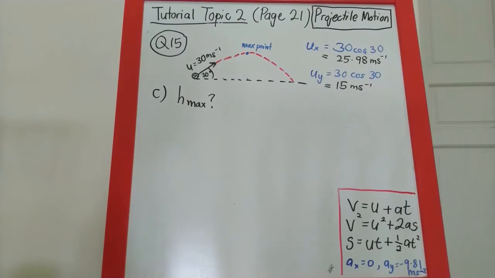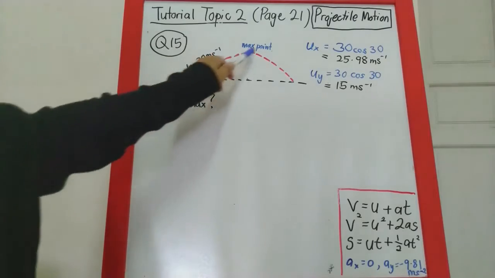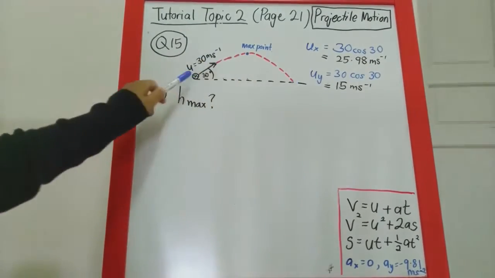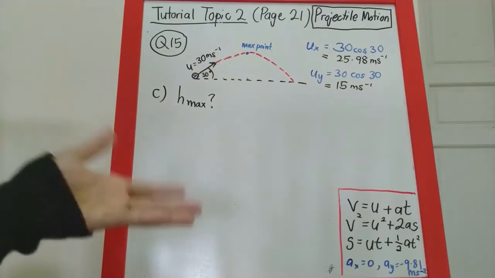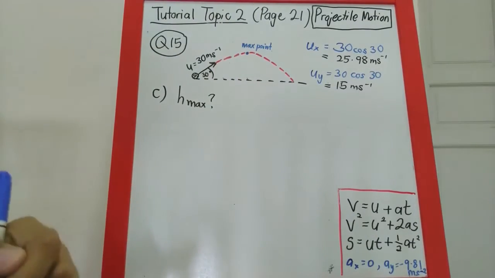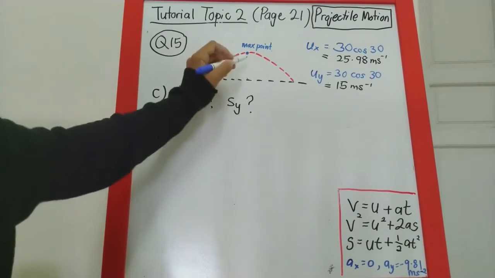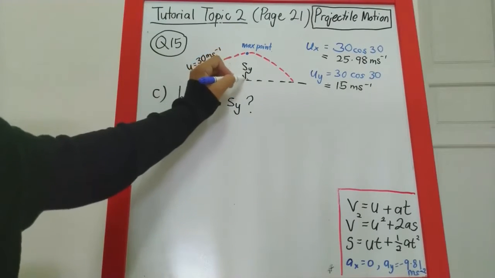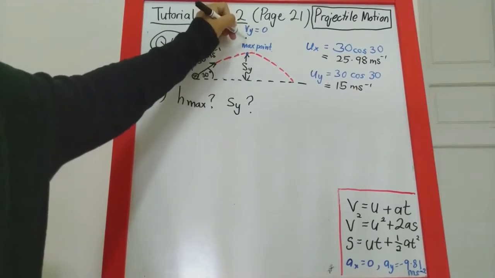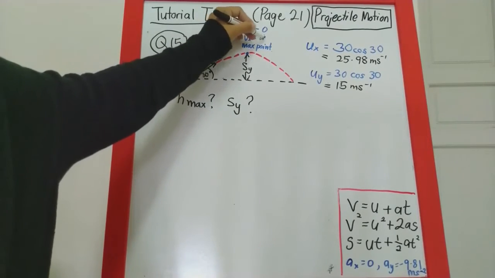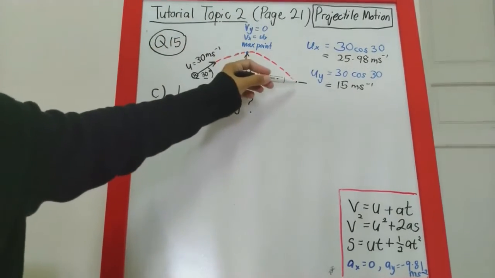Part C, it asks you the maximum height at that point. Okay, so meaning it projects up to here. So the maximum height is here. Okay, so height is something to do with y component. So basically you need to find Sy here. Vy equals 0 and Vx will always equal to Ux.